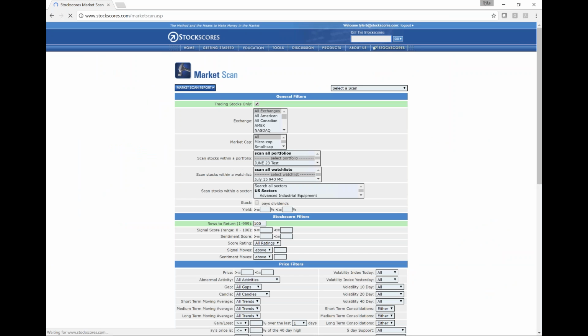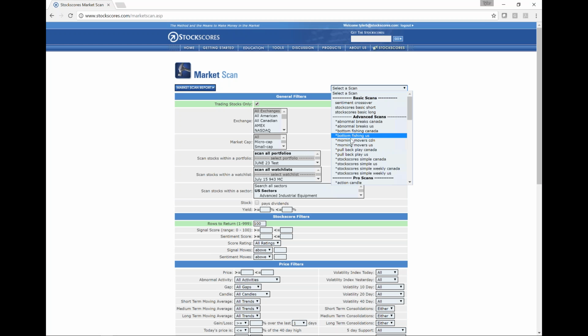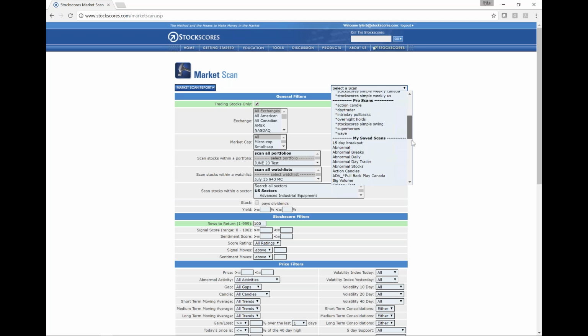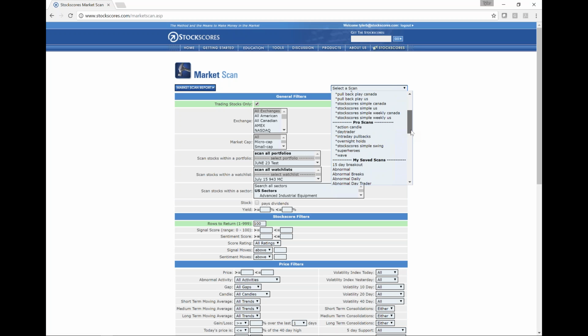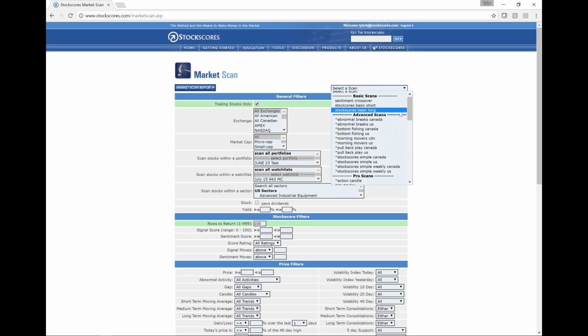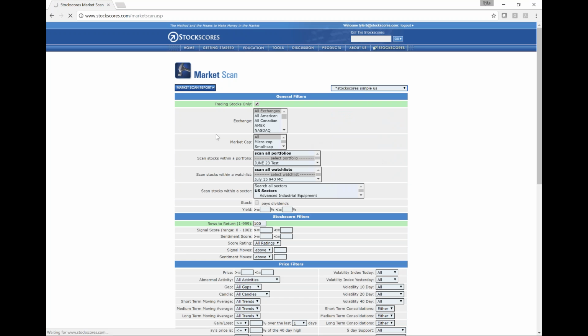Go to the market scan tool, and we have preset scans here for people that are members of Stockscores. So if you read my weekly newsletter, the scan that I do for that usually is the Stockscores Simple Weekly, both for Canada and the US. On a nightly basis, I like to do the Stockscores Simple Canada or Simple US or the Abnormal Break scan. So let's do the Stockscores Simple US.